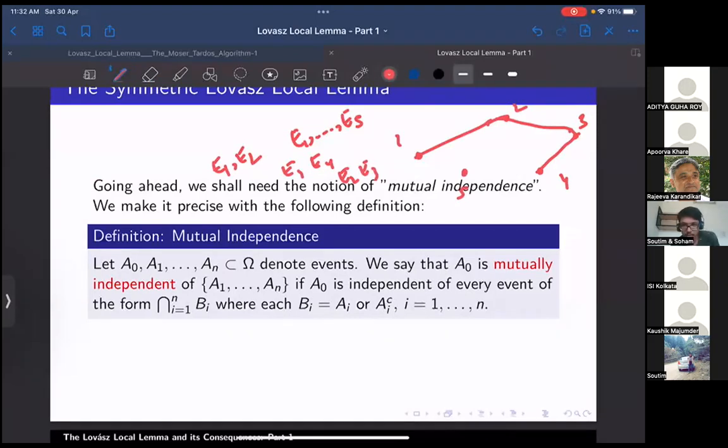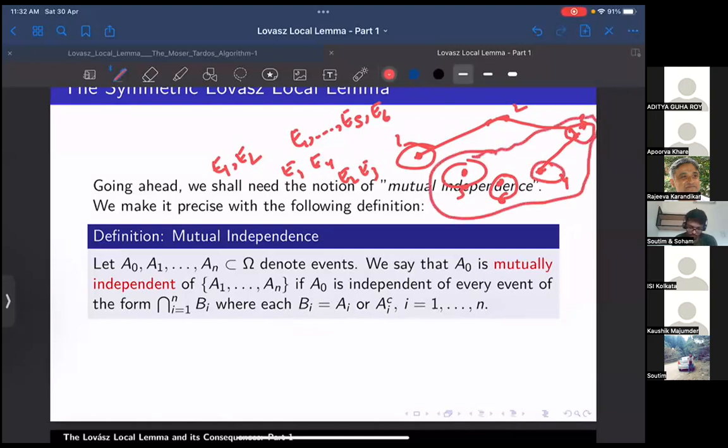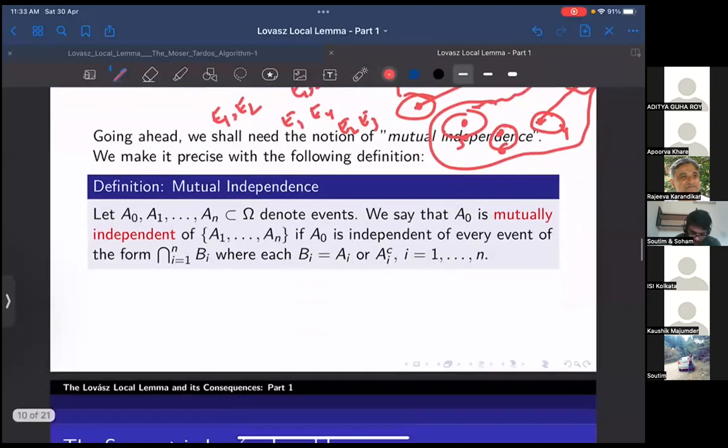So for each such dependence, we'll denote an edge between the 2 corresponding index vertices on this graph. And we will ensure that the set of vertices with which, in this case, it is just 5. So maybe I'll just add another event to highlight again this pairwise independence and mutual independence concept, that this one does not have any edge. It does not have any edge with this as well and this as well. So with these 4 events, it is mutually independent. Okay.